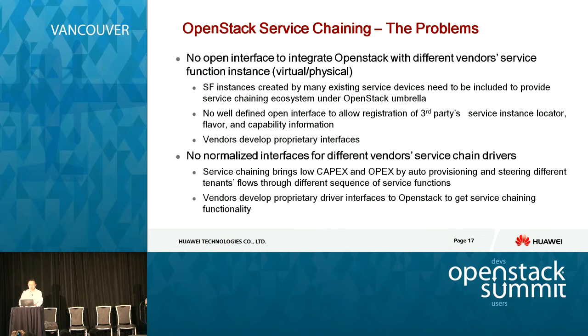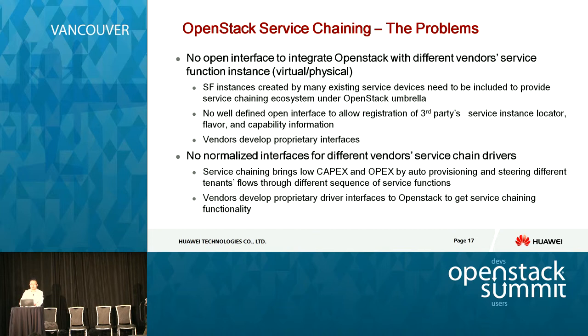And what we are doing in OpenStack is this: you may know that OpenStack does not have interfaces for service function chaining. There is no open interface to integrate OpenStack with different vendors' service function instances, both virtual and physical. Service function instances created by many existing service devices need to be included to provide a service chaining ecosystem under the OpenStack umbrella, and there is no well-defined open interface to allow registration of third-party service instance locator, flavor, and capacity information. A lot of vendors are developing proprietary instances. And currently, OpenStack has no normalized interfaces for different vendors' service chain drivers.